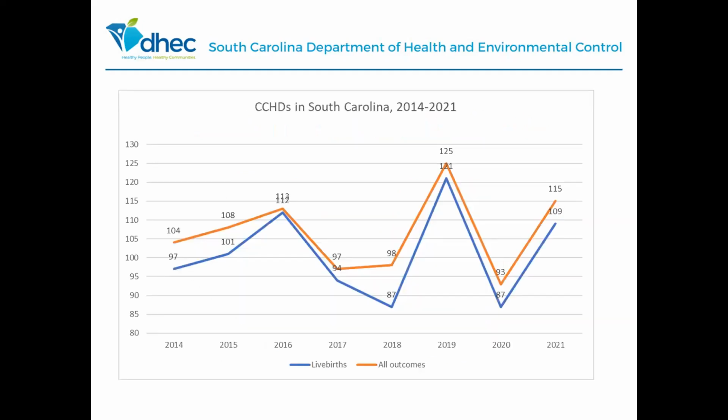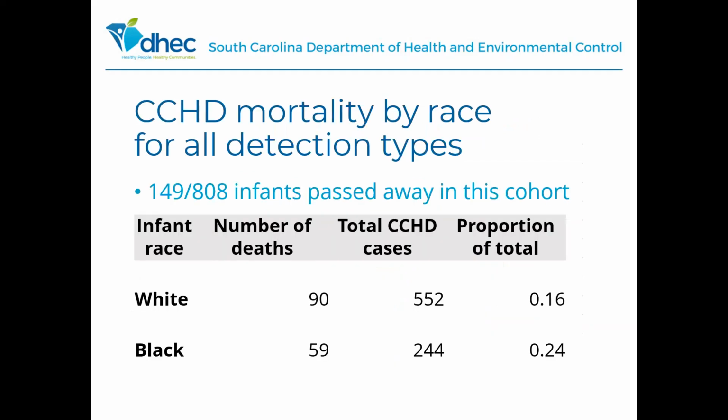In South Carolina, we look at congenital heart defects, as I mentioned previously, and critical congenital heart defects. This graph just shows how many critical congenital heart defects we've identified each year since 2014. As you can see, we have nearly 100 every year, and in some years as many as 125 live-born babies born with a critical congenital heart defect.